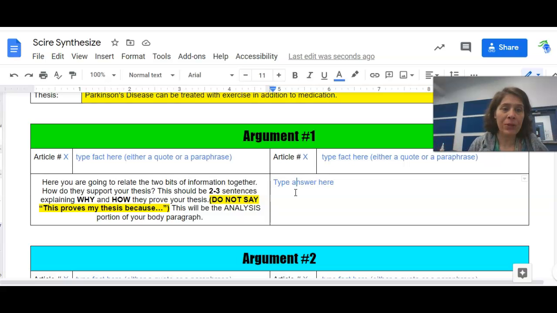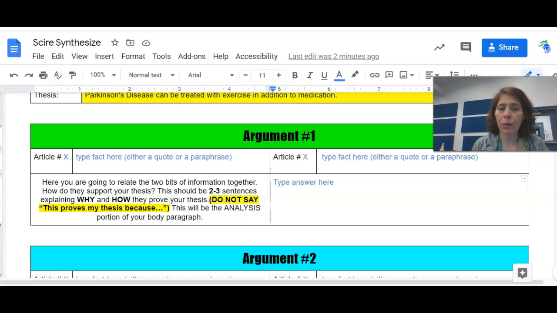So what you're going to do is relate your 2 bits of information together. How do they support your thesis, and how do they support your argument? This should be at least 2 to 3 sentences. This is explaining how and why they prove your thesis. Do not say, this proves my thesis because. Don't do that, okay? You can think it in your head, and then whatever would come after because, that's what you're going to write. So this is forming the analysis portion of your body paragraph.